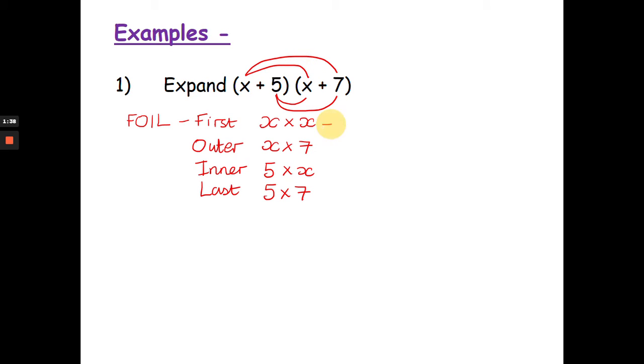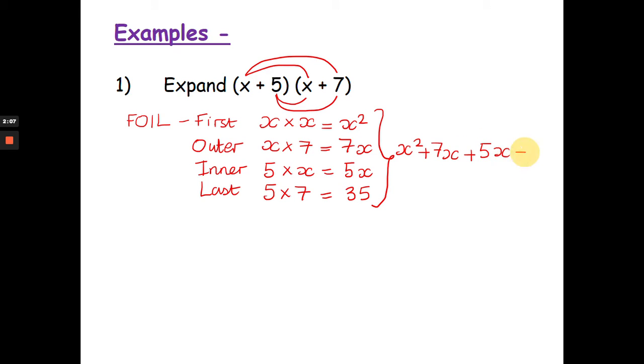Now all I need to do is simplify each term. So x times x gives me x squared, x times 7 gives me 7x, and then 5 times x gives me 5x. 5 times 7 gives me 35. And we can simplify this if we write it as one line. So this can be written as x squared plus 7x plus 5x plus 35.